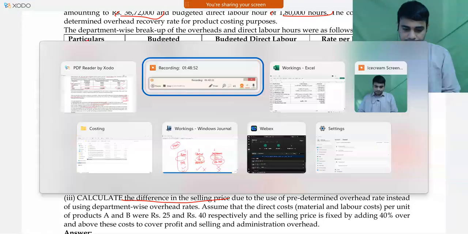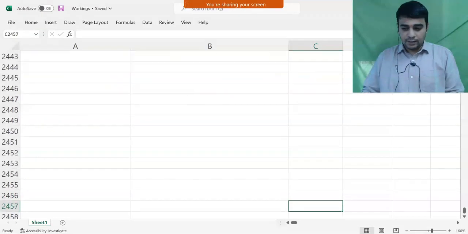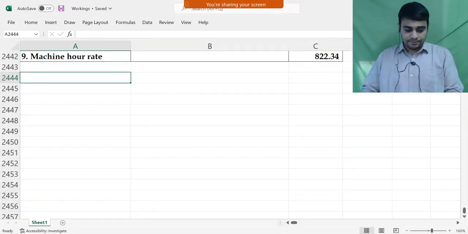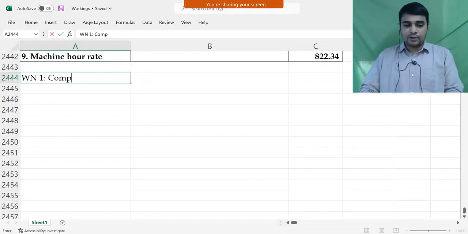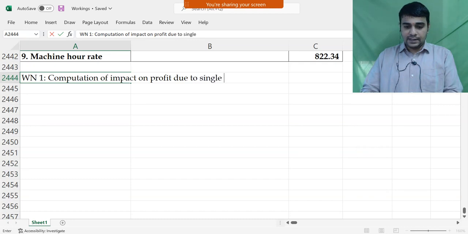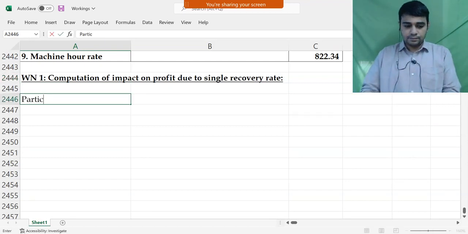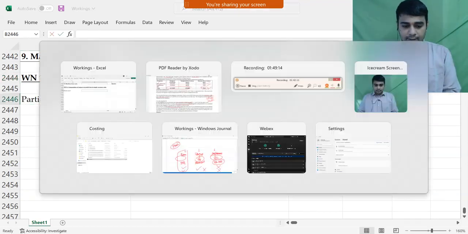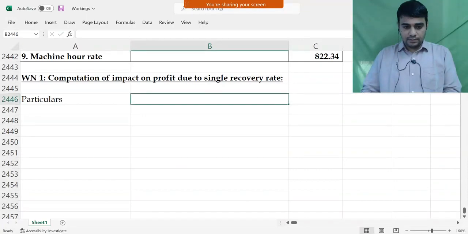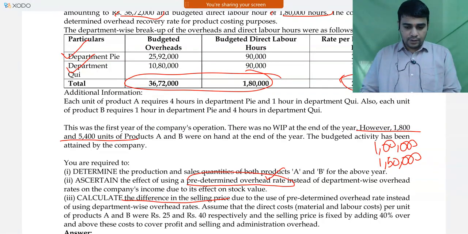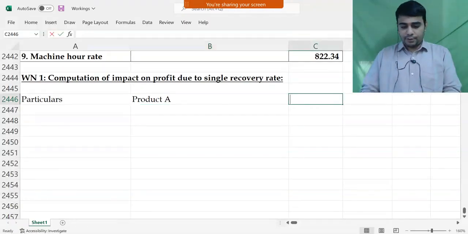Working note 1. Computation of impact on profit. Impact on profit due to single recovery rate. Particulars. Product: whatever two products they have, product A, product B.